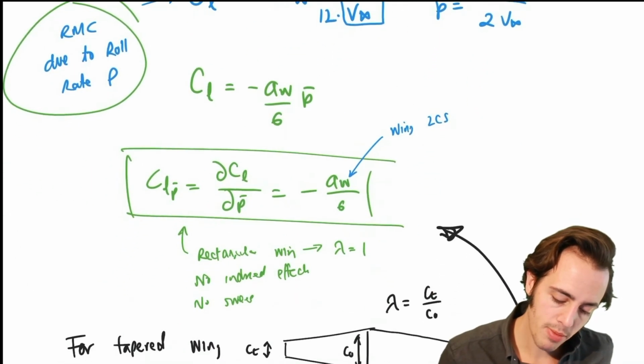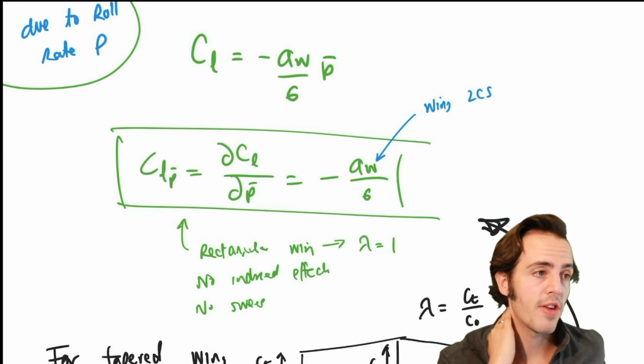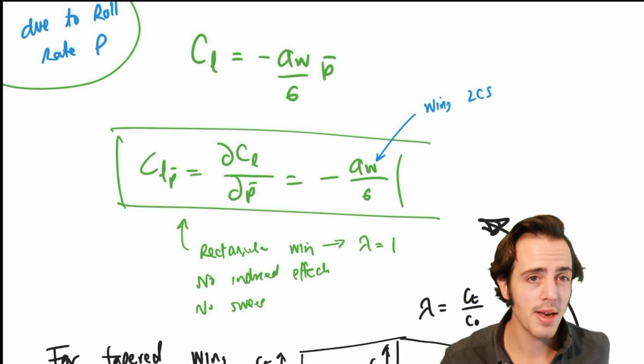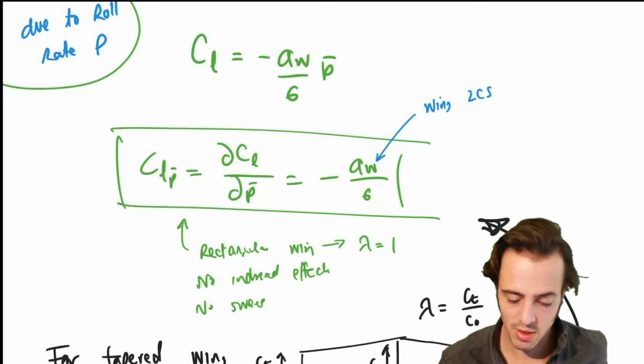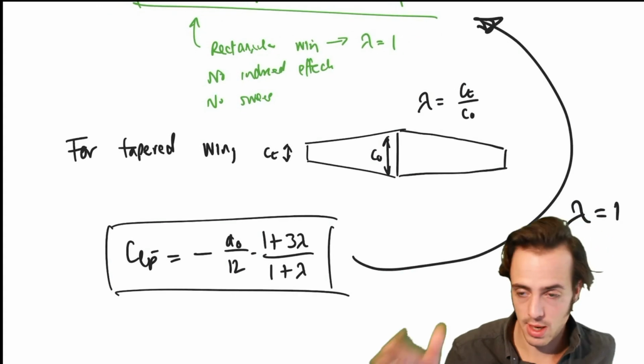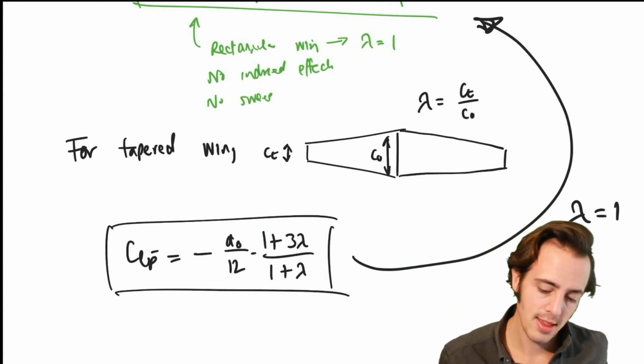We then came up with an expression for CLP bar, which is the rate of change of the rolling moment coefficient due to the non-dimensional roll rate. And we said it's just equal to minus the wing lift curve slope divided by 6. And then we compared that to the slightly more complicated expression in the McCormick textbook and showed that for a rectangular wing, indeed, that expression holds true.